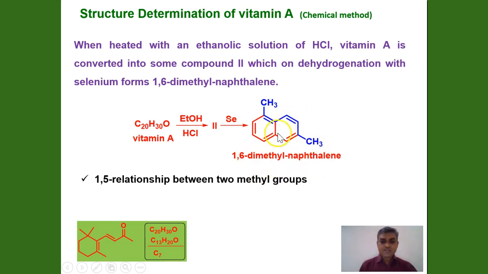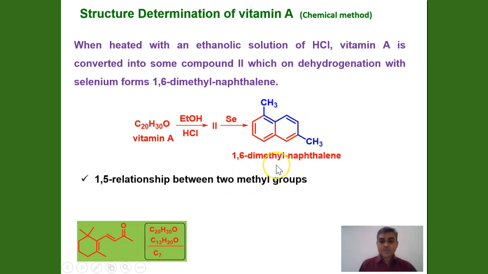This compound on selenium dehydrogenation results in the formation of 1,6-dimethyl naphthalene. Now, the formation of 1,6-dimethyl naphthalene is a very important clue regarding the positions of the methyl groups in vitamin A. We already proved that it contains a beta ionone unit. We already proved that there are certain CH3 groups attached to the carbon-carbon double bond. Now the question is where they are present.